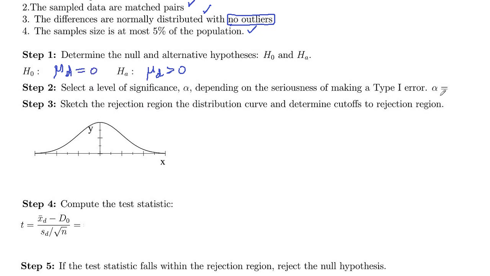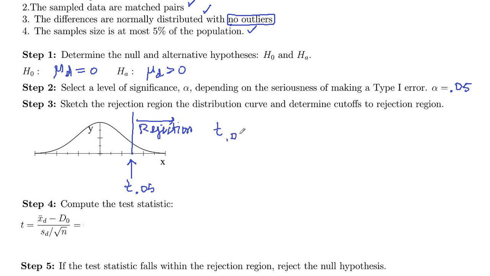Level of significance, step 2, that was given as 0.05. Step 3, sketch the rejection region of the distribution. This is a greater than test, so our rejection region will be on the right-hand side. So I have one rejection region, and this critical value here is going to be a t-value. It's the t-value with 0.05 to the right.